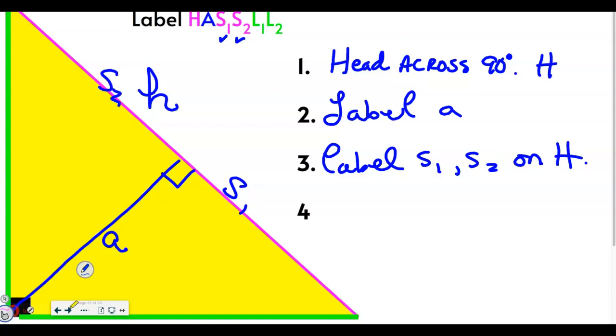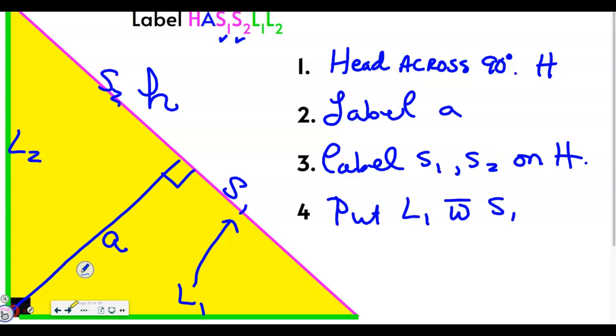Those 2 L's there, they actually stand for legs. Make sure you put L1 on the same triangle as you put S1 on. And then this one's going to be L2. If you can label those correctly, I think you'll have a lot of success. So we're going to put L1 with S1 and L2 with S2.